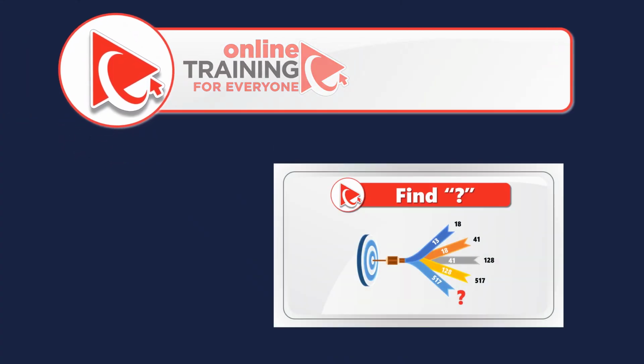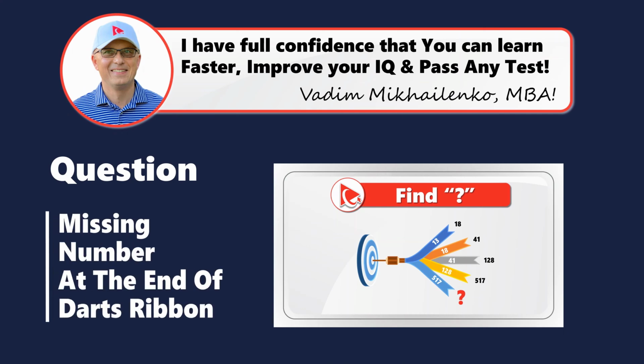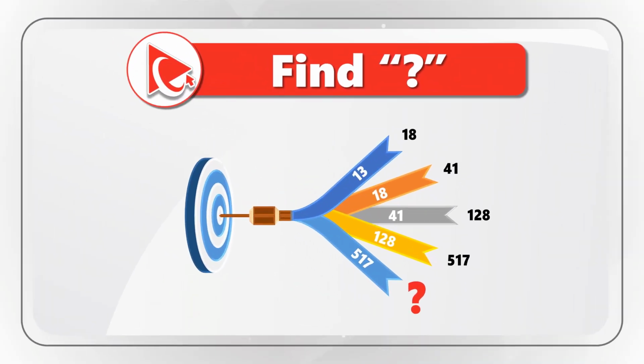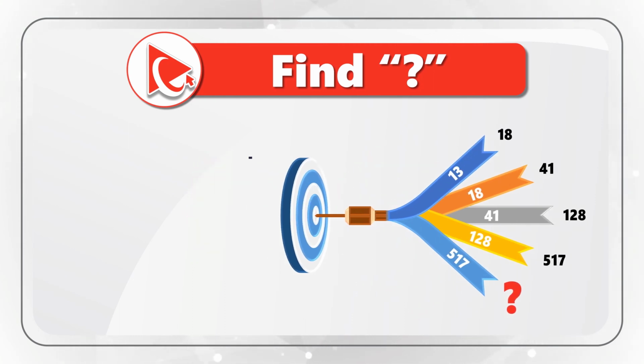You will enjoy this question because it tests your logical thinking and analytical skills. You're presented with a dart in the exact middle of the dartboard. The dart has numbers on top of the ribbon and at the end of the ribbon. The numbers on the ribbon are 13, 18, 41, 128, and 517. Numbers at the end of the ribbon are 18, 41, 128, 517, and then comes the missing number you need to calculate and select out of 4 possible choices.